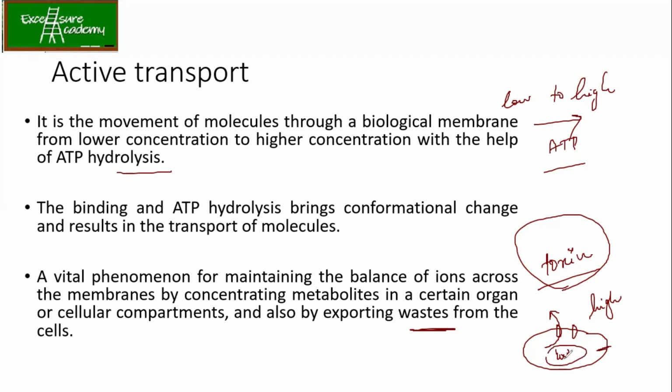Now what will the cell do? With the help of these pumps and ATP, it will pump out these toxins from inside to outside. Since it is against the concentration gradient, it needs ATP. So this is one example. Like this, many more we'll be discussing. Is this concept clear, like how ATP based active transports work?